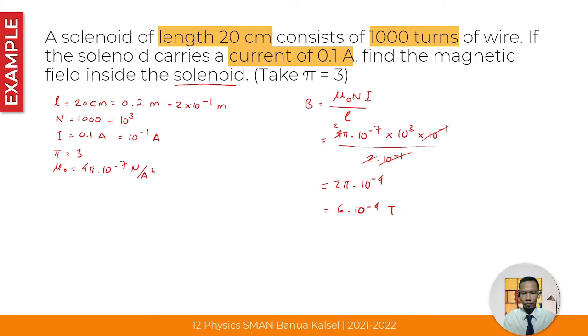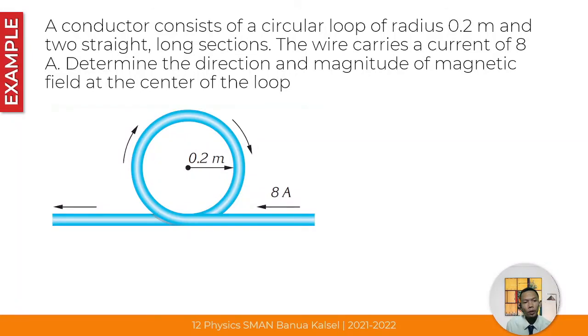That's the solenoid. Sometimes we will find, for example, a current carrying wire with a loop, or a current carrying wire with a solenoid, or a solenoid with a loop. It is a combination. Okay, now how about if we have something like this? It is not only a circular loop or a long straight wire or a solenoid, but a combination. So we have a conductor consisting of a circular loop with radius of 0.2 meter, coming from 2 straight long sections, and the wire carries a current of 8 ampere. We need to determine the direction and the magnitude of the magnetic field at the center of the loop.